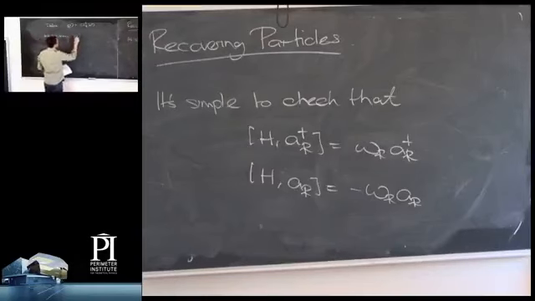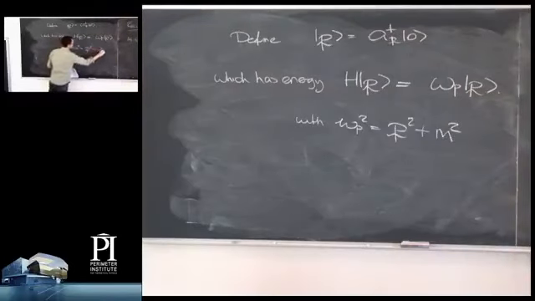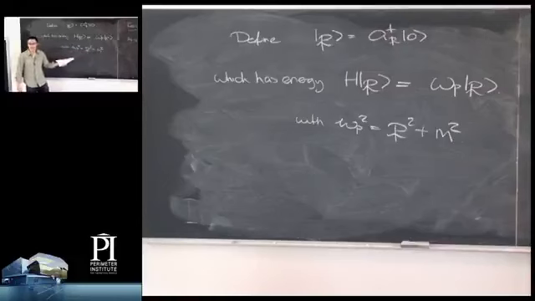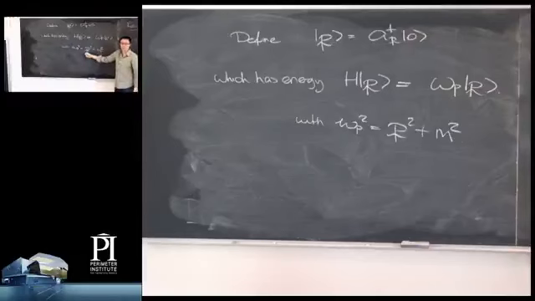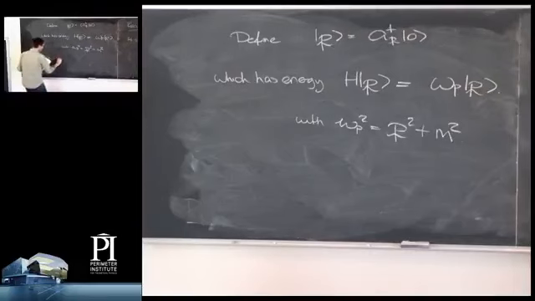What's the Hamiltonian for this? Or what's the energy of this state? The Hamiltonian acting on P is just omega P. We had a definition of omega P. It was equal to this. Okay, but this should be very familiar. This is the energy dispersion for a massive particle in Minkowski space, a relativistic particle with mass m and momentum p. This is the relativistic dispersion relation.